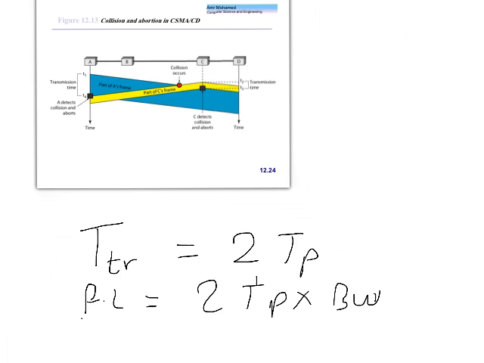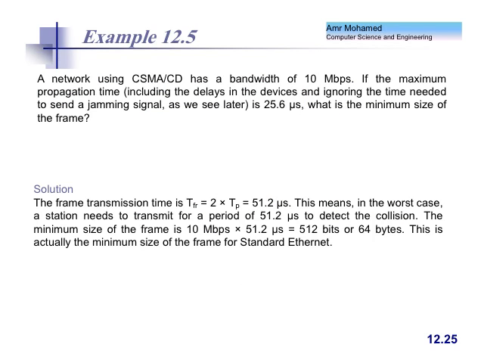Because the transmission time is actually the frame length divided by the bandwidth, right? Divided by the channel data rate, the channel maximum data rate, which means that the frame length is double the propagation time times the bandwidth. So this is of course the minimum. So this example illustrates this notion.